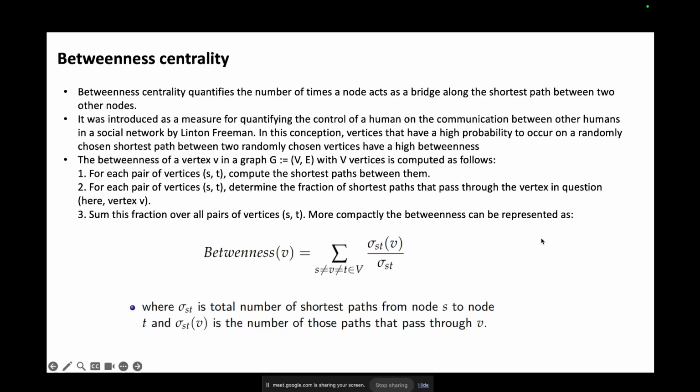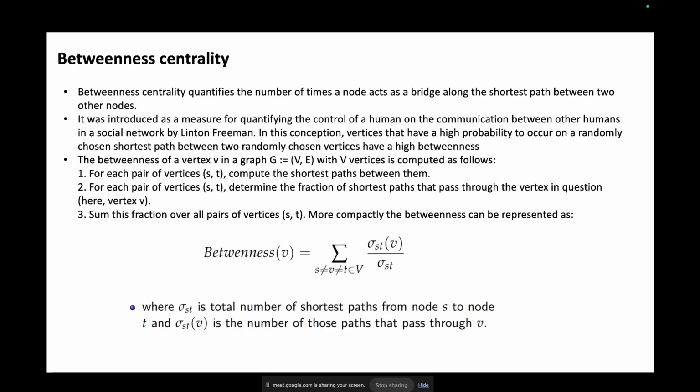So for each pair of vertices, you compute the shortest paths between them. There can be multiple, 10, 12, 15, whatever. And for each pair of these vertices, determine the fraction of the shortest paths that pass through the vertex of your interest, and sum this over all the vertices.